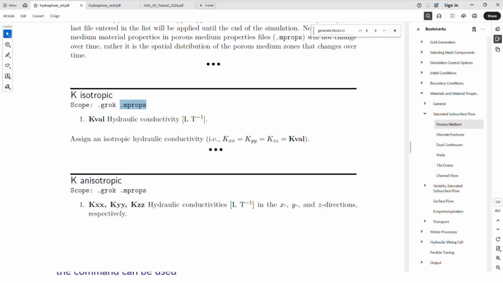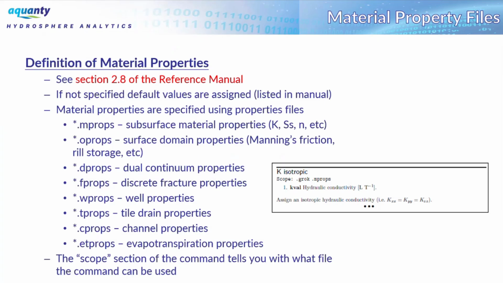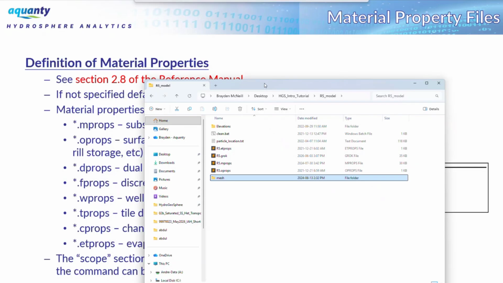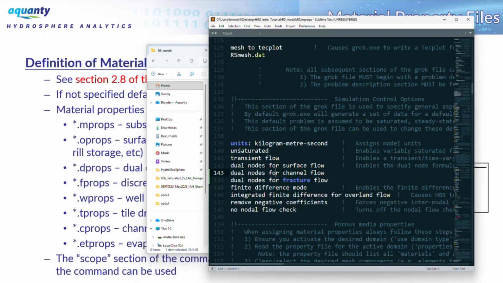And these material properties files, the point of these files is to name and define the parameters associated with particular quote-unquote materials. In the subsurface, a material is basically an individual soil type or a rock type that has its own distinct parameters. In the overland flow or the surface domain, a material might be one particular land use classification. So if we open up our example model here, we'll just take a look at the mprops file.